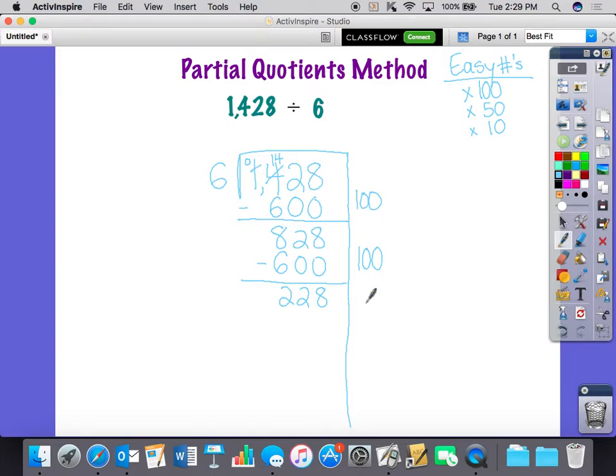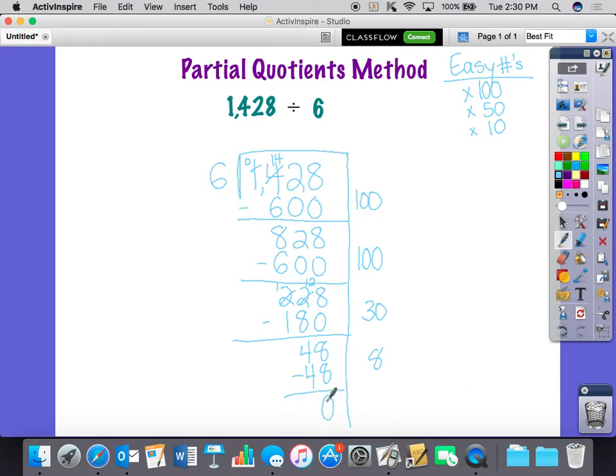So I'm going to do 30 here, okay? So 6 times 30 is 180. All right, and then we're going to subtract again. I'm going to have to borrow. 12 minus 8 is 4. All right, so now we're left with 48, okay? So now I know that 6 times 8 would give me 48. So I'm going to put my 8 here, 48 over here, and subtract.